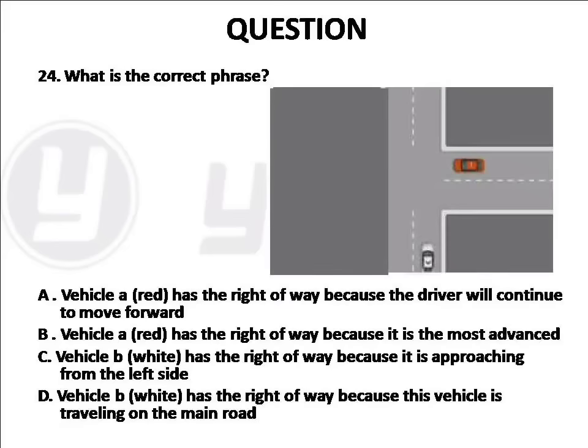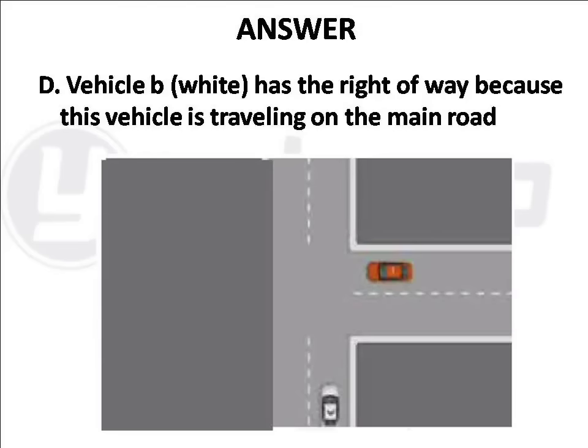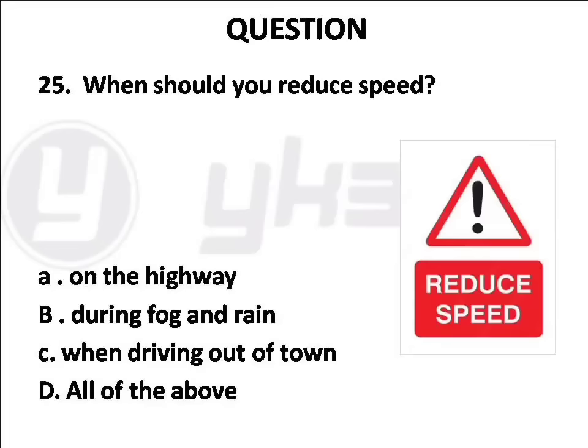Question number 24. What is the correct phrase? Options are A. Vehicle A, red, has the right of way because the driver will continue to move forward. B. Vehicle A, red, has the right of way because it is the most advanced. C. Vehicle B, white, has the right of way because it is approaching from the left side. D. Vehicle B, white, has the right of way because this vehicle is traveling on the main road. Answer is option D. Vehicle B, white, has the right of way because this vehicle is traveling on the main road.